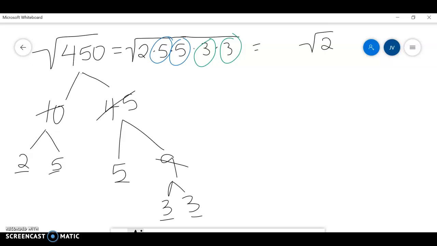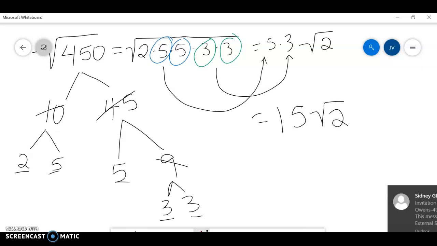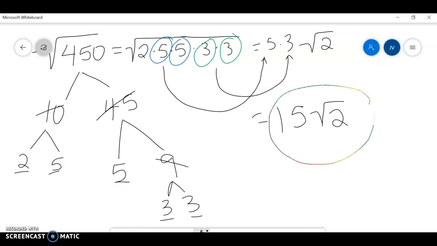But just like in the square root of 16, only one 4 comes out. So it's the same thing with this. 1 5 comes out, and 1 3 comes out. So now we have 5 times 3 on the outside. So overall, this simplifies to 15 times the square root of 2. And there is our final answer.